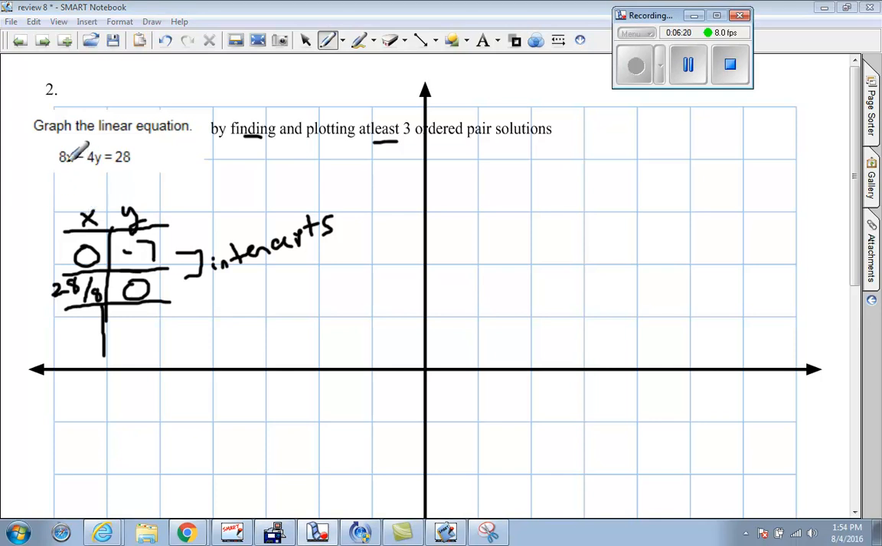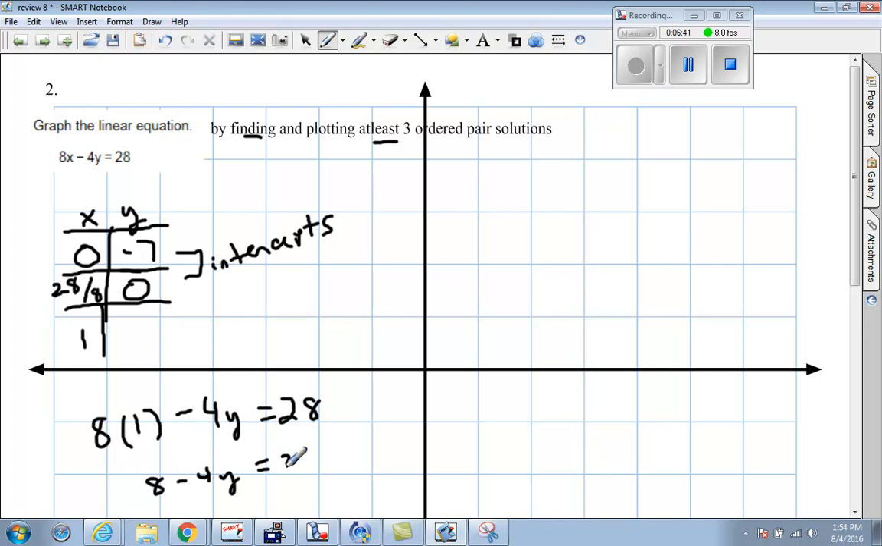And sometimes you just have to get creative. You have to think about nice number combinations. Like, for example, if x was 1, what would y have to be to satisfy the statement? And like I said, you could write it out if you want to think about it. Like 8 times 1 minus 4 times something has to equal 28, right? Well, 8 times 1 is 8. So you'd have 8 minus 4y equals 28.